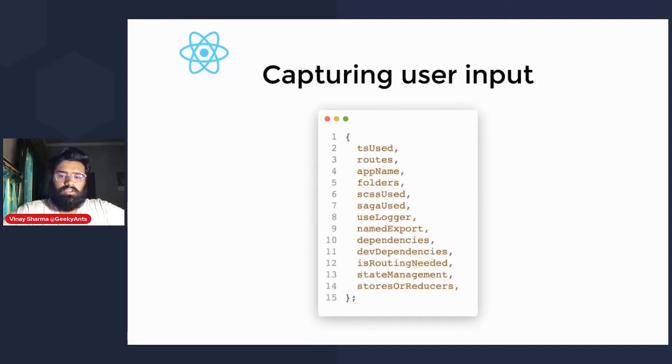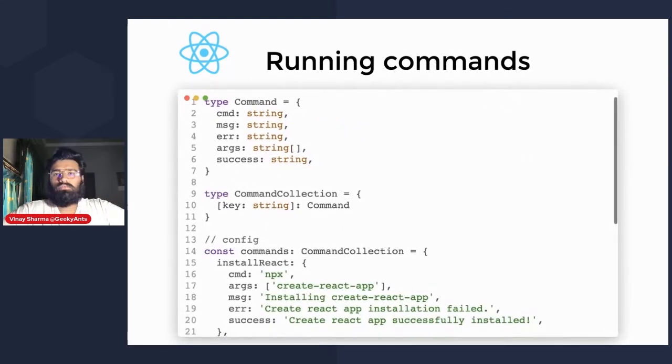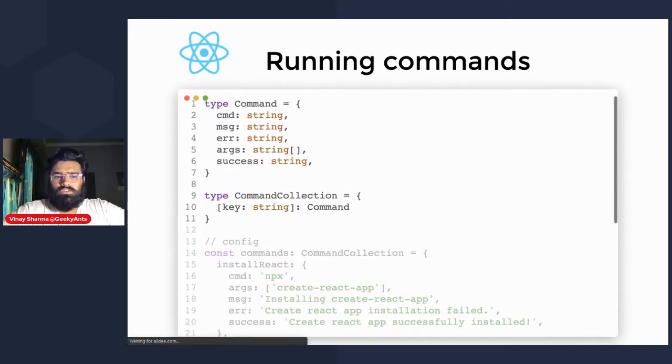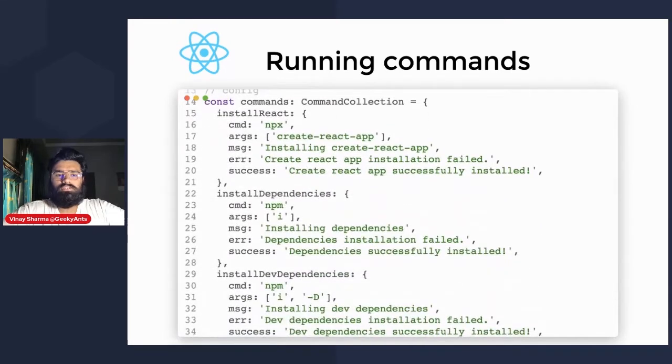And for capturing user input, I have maintained the entire user input within this JSON, which tells what the user preference is, like the default app name or the folders that he wants to scaffold, if he's using TypeScript or not, and things like these. And then coming on to running the commands to build the entire React application, the bootstrapping part. So as I said, it's working with Create React App under the hood. That's how I'm doing it. I'm just maintaining some command configuration in the JSON.